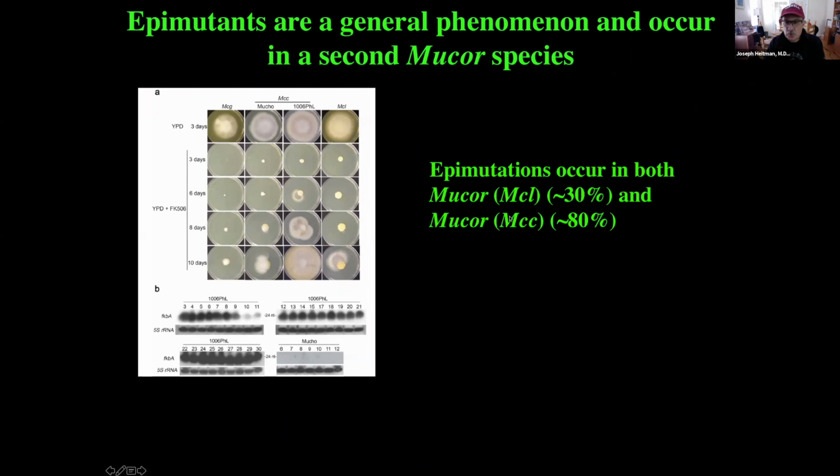We showed in two closely related species. They were originally considered forma, but they've now been recognized as distinct species. Mucor succinyloides lusitanicus, now Mucor lusitanicus, and Mucor succinyloides itself, that we find epimutants at 30% in the species we started with, and an even higher frequency in the MCC species shown here.